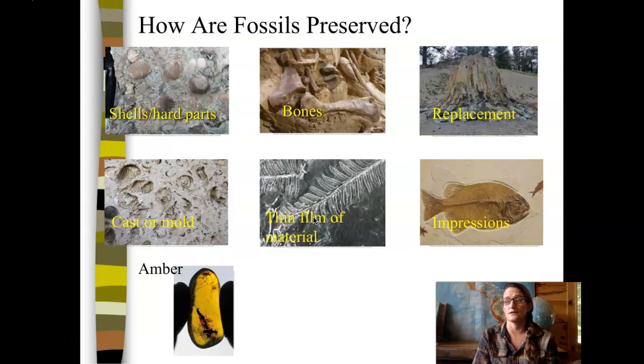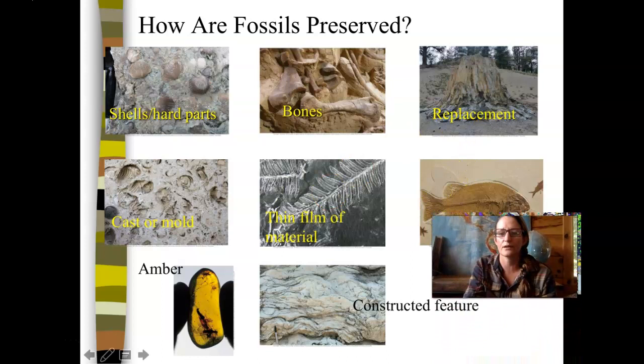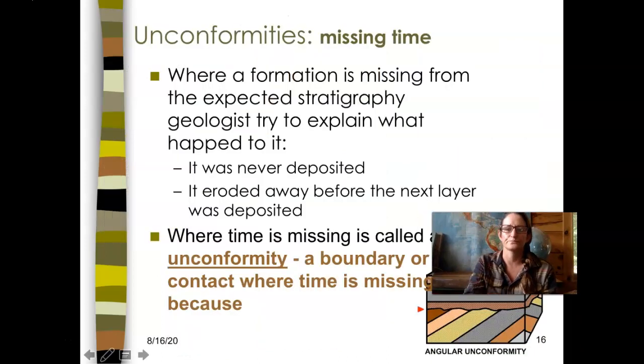Amber is tree sap that is hardened, and here it's hardened around some, looks like little gnats or bugs. And constructed features. So constructed features would be something like a preserved coral reef. This example is a stromatolite, which are algal mounds. They're some of the oldest life on Earth. Oh, is that covering up that word? Sorry about that. So fossils.